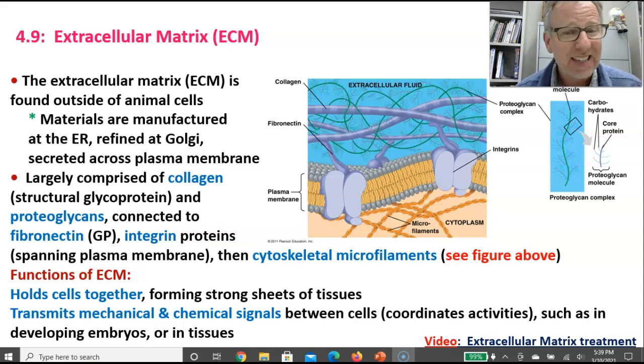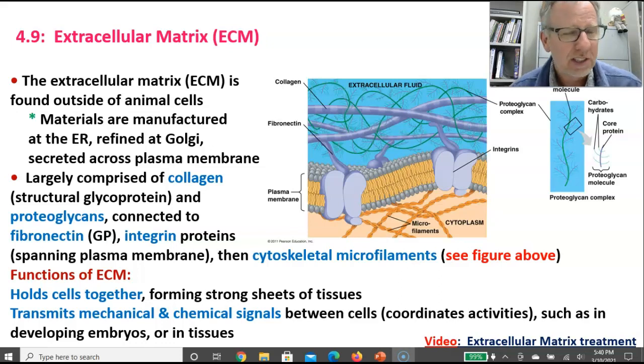And those are connected to integrins. The integrins are proteins in the plasma membrane. So there's lots of connections here. Then those integrins are connected to the cytoskeleton, microfilaments in the cytoskeleton. So there's lots of connections here. Take a look at that figure.